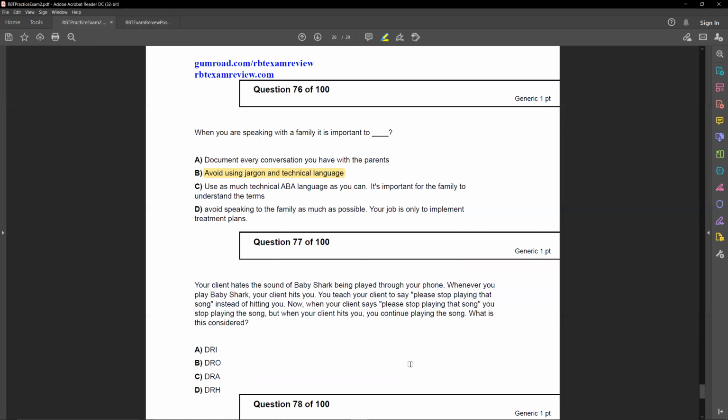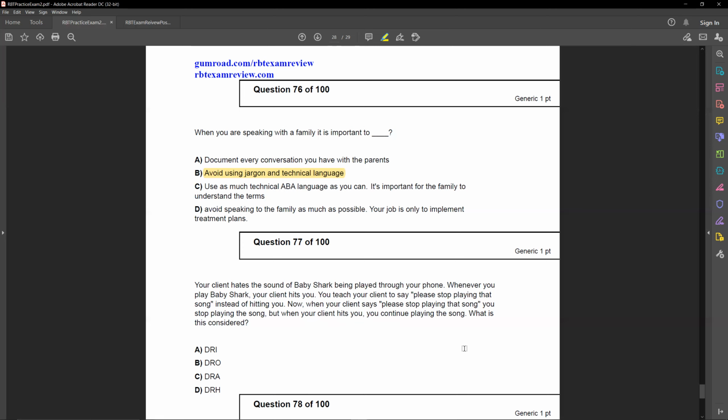All right, so we have a differential reinforcement question here. We have our DRI, DRO, DRA, DRH. So what is our trick, or what is our rule for differential reinforcement? Well, let's start with DRO, okay? Are we reinforcing the absence of one behavior, okay? Or are we reinforcing a replacement behavior? Well, we're reinforcing please stop playing that song and putting client hitting you on extinction. So we're reinforcing a replacement behavior, right? Therefore it can't be DRO. Remember, DRO, we're not reinforcing replacement behaviors, okay? So DRO is gone.